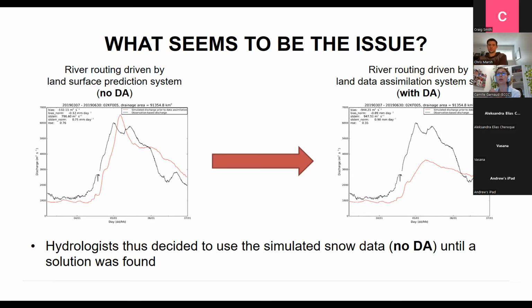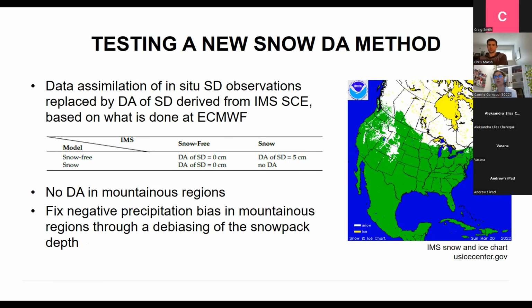And this is where our research comes in. We tried to find a new data assimilation method that would solve the problem quite quickly. Instead of assimilating in situ snow depth observations, we replaced the data assimilation of in situ data by IMS snow cover extent, based on what was done at that moment at ECMWF. So this is what happens if the model and IMS data both give snow-free conditions: we simulate 0 centimeters.